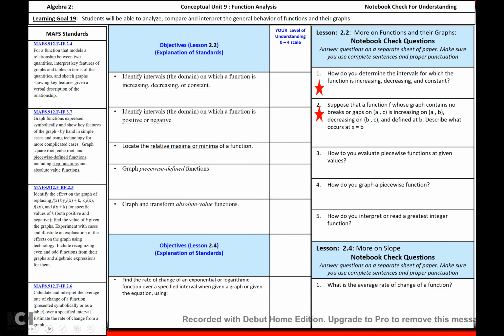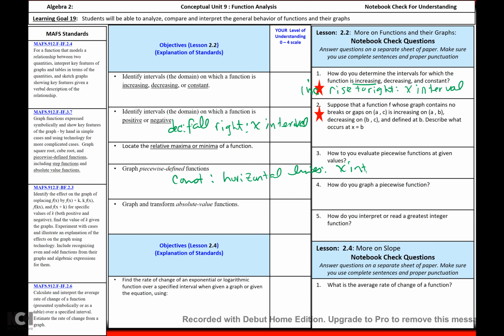Alright, so how do you determine the intervals for which the function is increasing, decreasing, or constant? Increasing is rise to right, and then you get the x interval that matches. Okay, that's for increasing. For decreasing, you're looking at places that it falls to the right, and you get the x interval where that is happening. And for constant, you're looking for horizontal lines and the x interval that happens in.